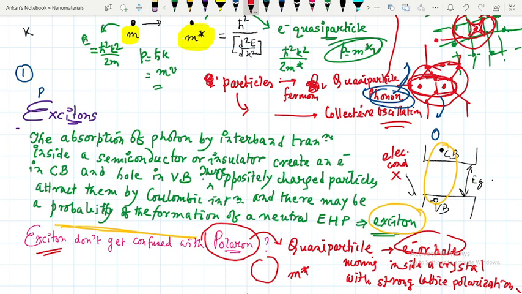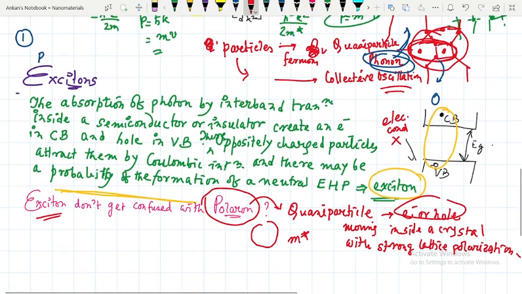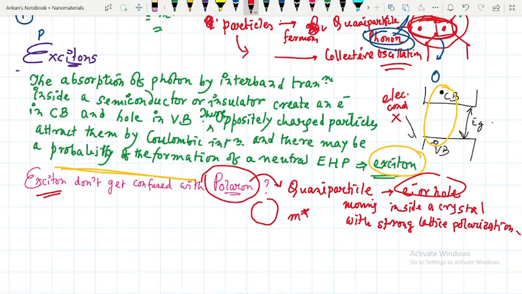Now, depending upon the Coulombic interaction present between the electron and holes, the excitons can be classified into two classes. One is Wannier-Mott excitons, and another is Frenkel excitons.